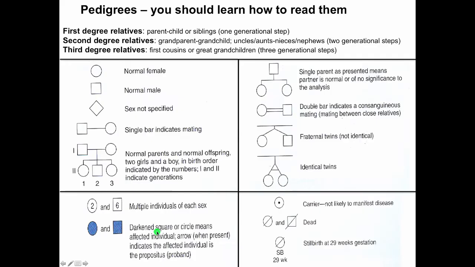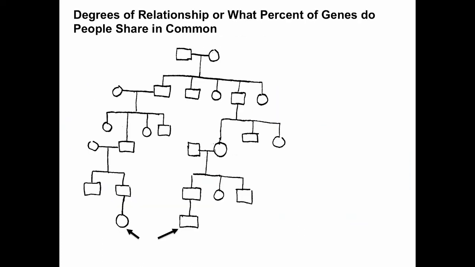What you need to do is learn how to read pedigrees, and you want to know what first-degree relatives are, second-degree relatives, third-degree relatives. I'm not going to go over the symbols on this chart. You should be able to learn these on your own. First thing you might ask is about degrees of relationships, or what percentage of genes do people share in common.